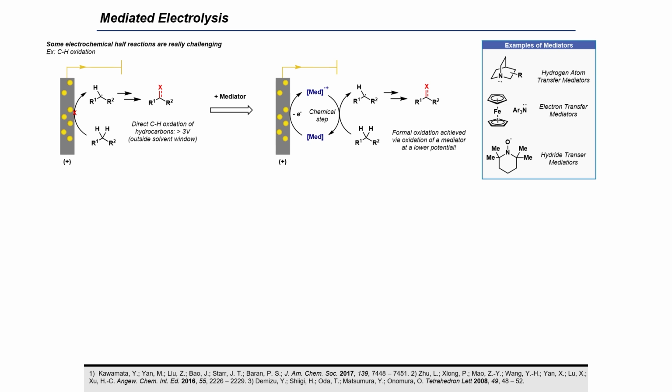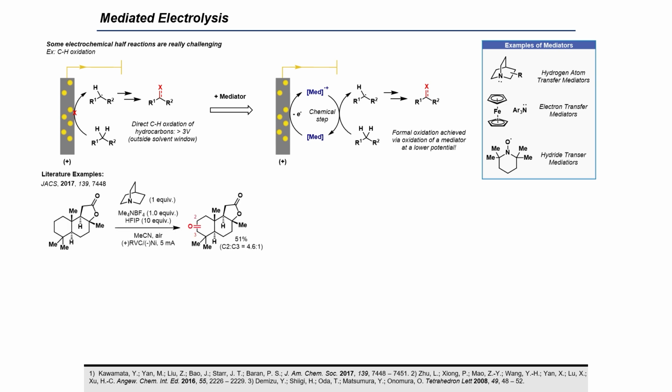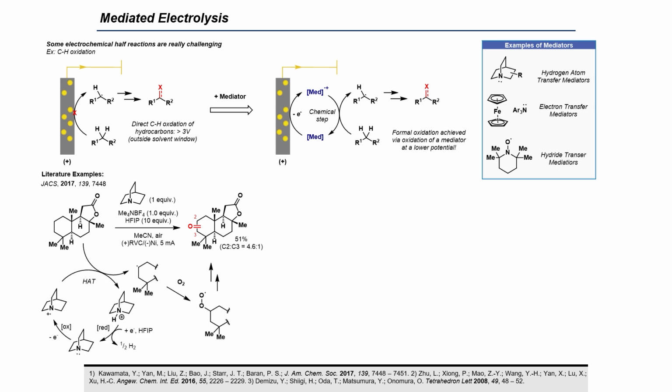For example, the Baran lab leveraged quinuclidine as a mediator for the electrochemical C-H oxidation of unactivated C-H bonds. Mechanistically, this proceeded first by anodic oxidation of the quinuclidine mediator to its corresponding radical cation. This species is then set to abstract a hydrogen atom from the substrate, generating a new carbon-centered radical and a protonated quinuclidinium cation. This radical simply gets captured by oxygen to generate the desired product, and the mediator gets regenerated via proton reduction at the cathode.